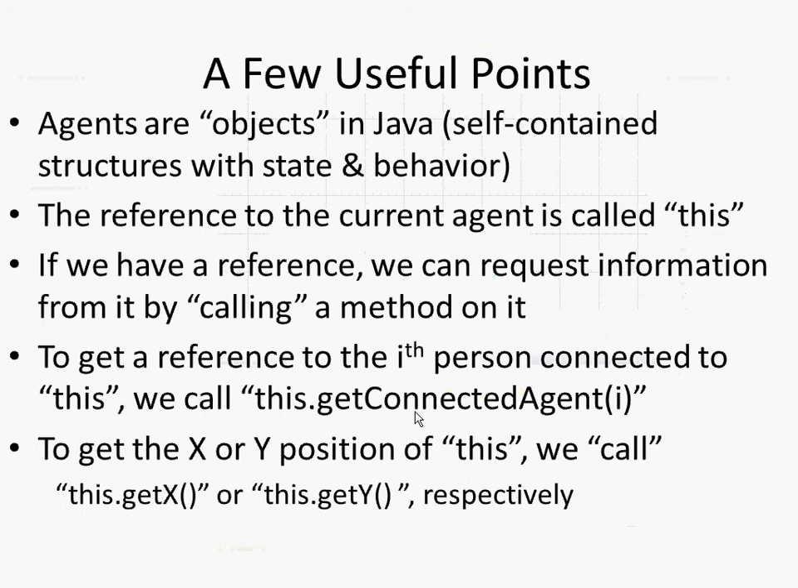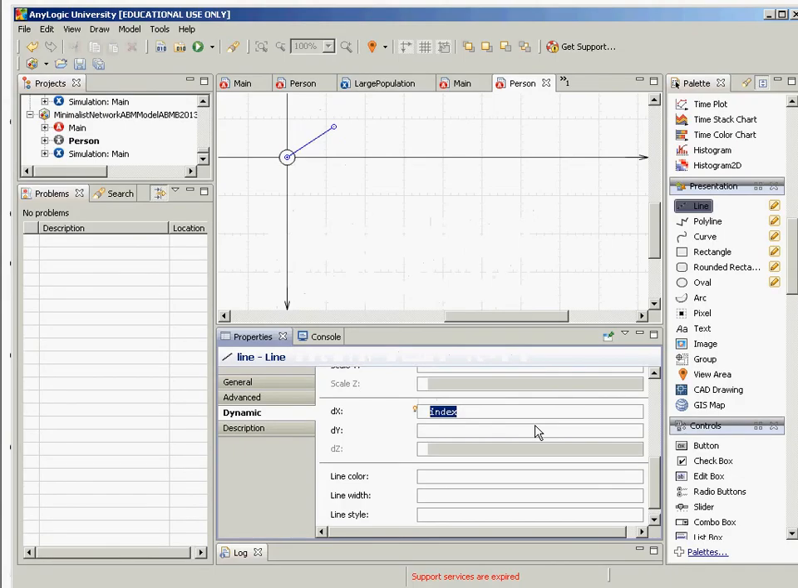And what was said earlier is we could call this.getConnectedAgent of index, and that's going to return to us a reference to the agent for this line. So if it's line 0, this.getConnectedAgent of 0 is going to return to me a reference to that particular agent. And if I want to get that agent's X coordinate, how do I do it? Now that I have a reference to it, I can call its getX.